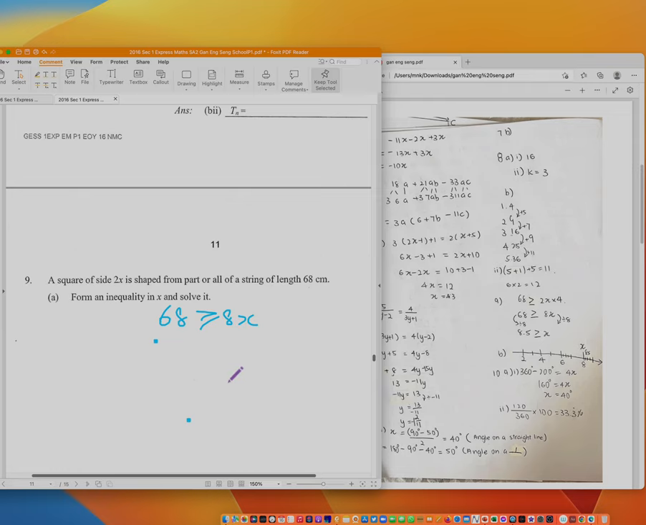No. Why not? Because it does not need to be divided by a negative number. Only when you divide or times a negative number, then you switch the sign, right? So there's no need. So in a way, x is smaller or equal to 8.5. They ask you to represent, right?